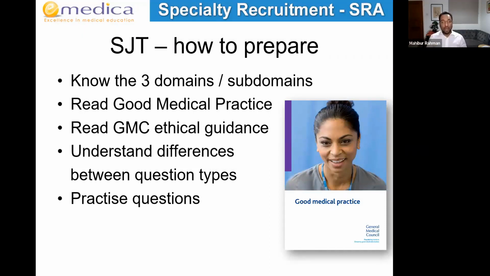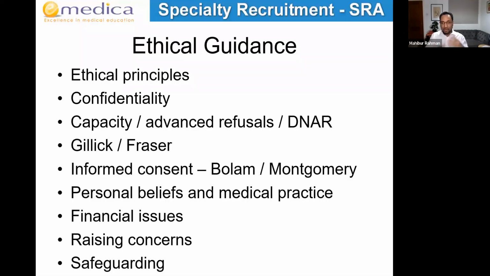So that's the biomedical ethical principles of autonomy, beneficence, non-maleficence, justice, and how they interact and where they apply in case scenarios. Confidentiality, when you can and can't breach it, what the GMC says about disclosure. Capacity, advanced refusals, do not attempt resuscitation orders, Gillick competence, the Fraser guidelines, informed consent, why the Bolam standard doesn't apply but Montgomery applies, why Bolam's important for other things.